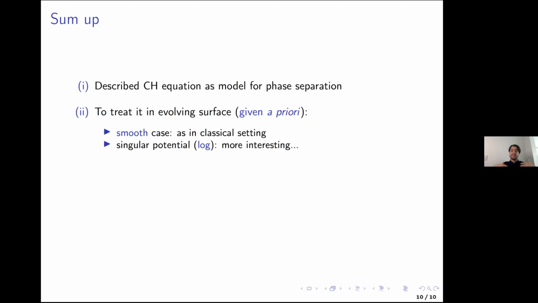And then the second part was devoted to explaining how we treat the problem involving surfaces given a priori. I didn't describe the case when we don't know what the surfaces do to start with. In the smooth case, this is the same result as the classical setting. And then for the singular potentials, and in this talk I only told you about the logarithmic potential, it becomes a bit more interesting. So there are some things to describe afterwards. And this is everything. Thank you very much.